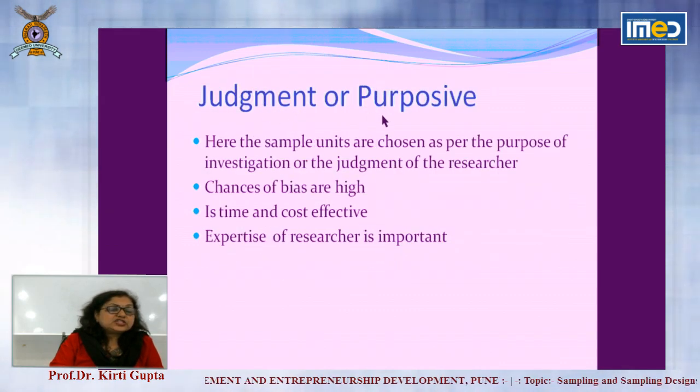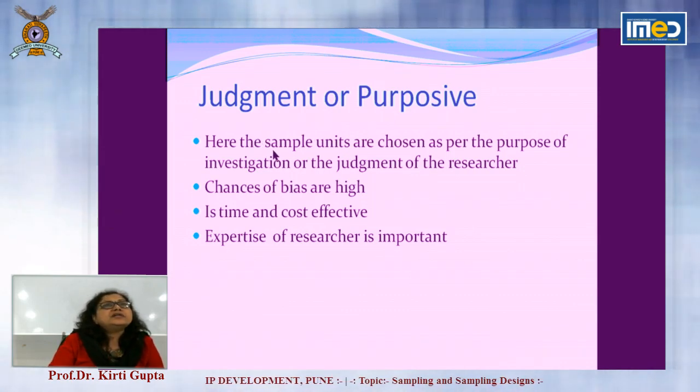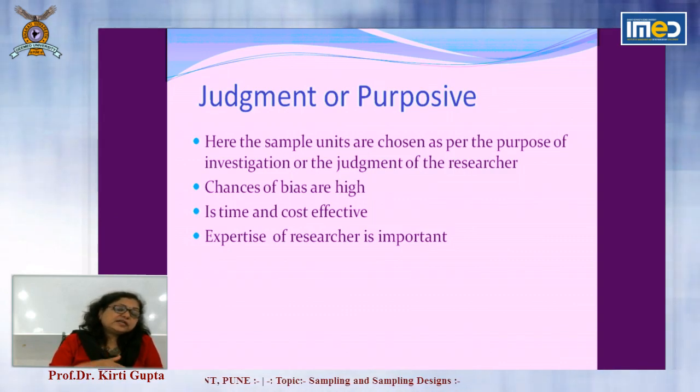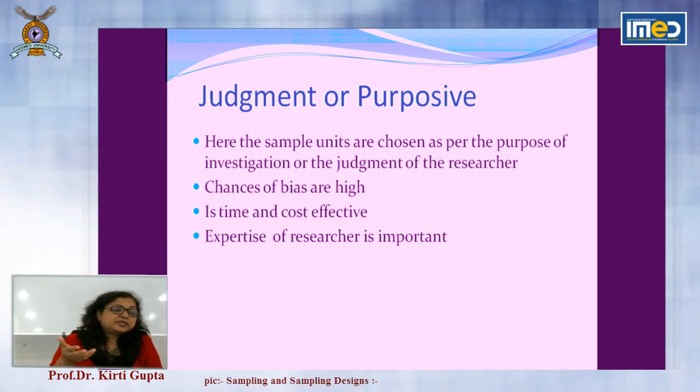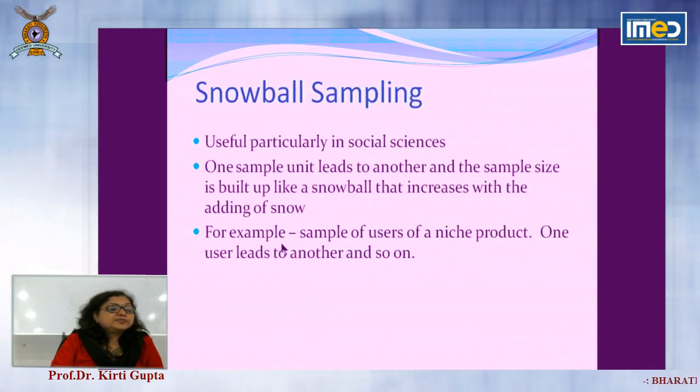Coming to the next is judgment or purposive sample. Sometimes the topic under study is such that the researcher himself uses his own judgment to select the respondents. Suppose he is studying the students of 5th class of a school, then he will choose the schools as per his own judgment or as per the other experts' opinion. But in this type of sampling, bias chances are high. It is also very easy to use, it is very cost effective. But expertise of the researcher is very, very important.